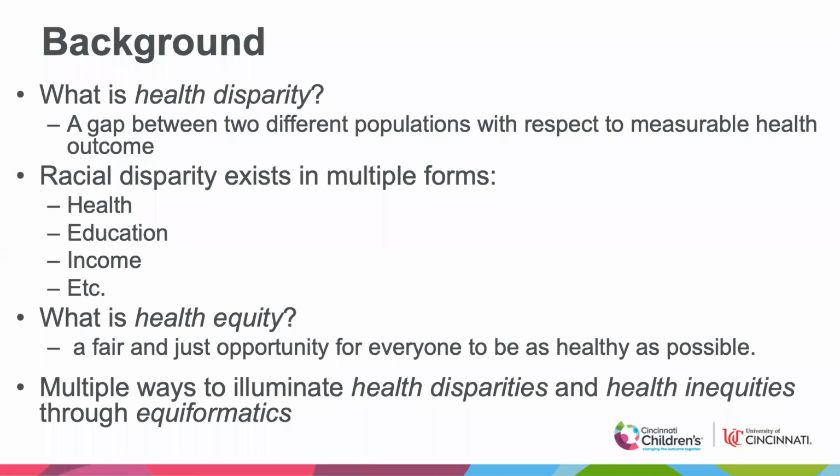So let's first start off with health disparity. What is a health disparity? Well, it's a gap between two different populations. In our talk, we're thinking in respect to measurable health outcomes. There are multiple health disparities that are present, and today we're going to look into race disparities. Race disparities, of course, are between two different populations, particularly based upon race, and they exist in multiple forms, whether it's in health, education, or income. And so we're going to focus particularly on the health and medical aspect.